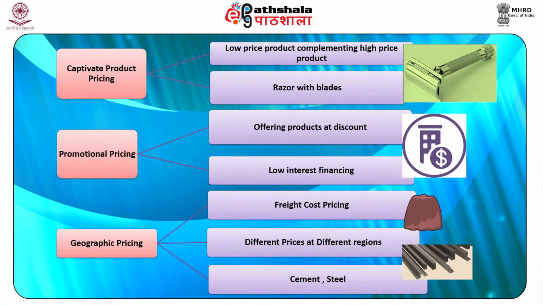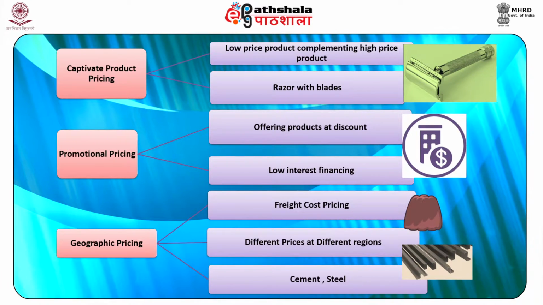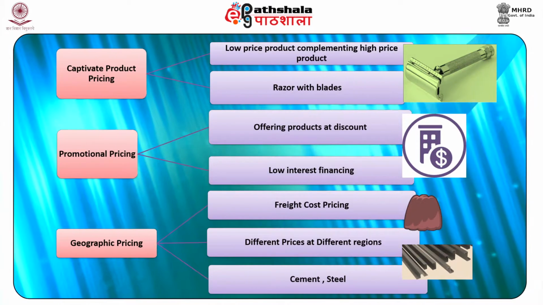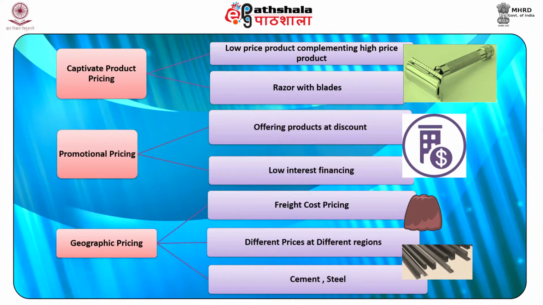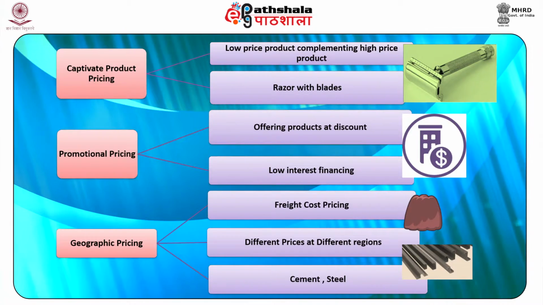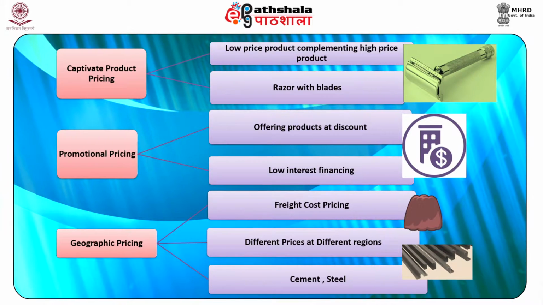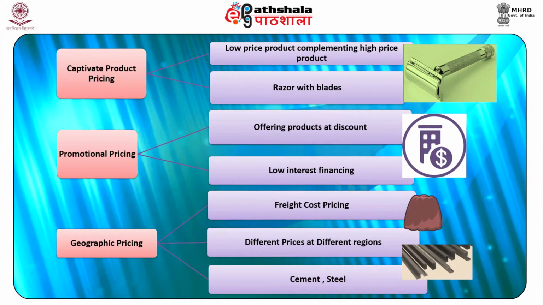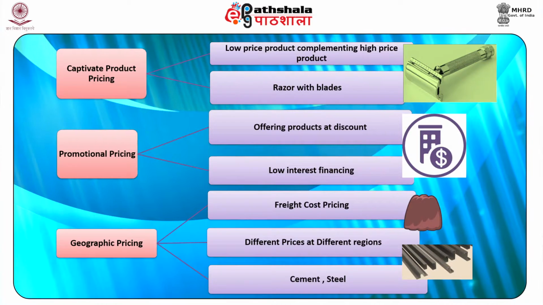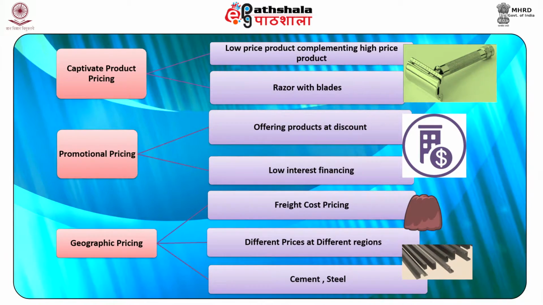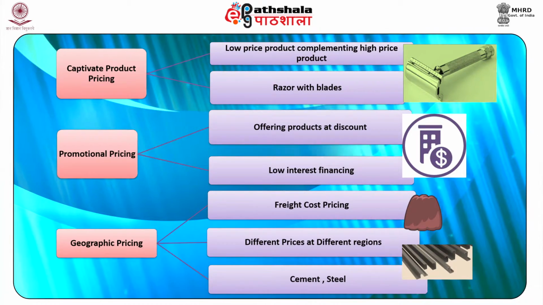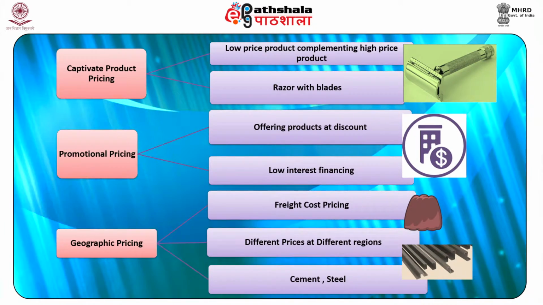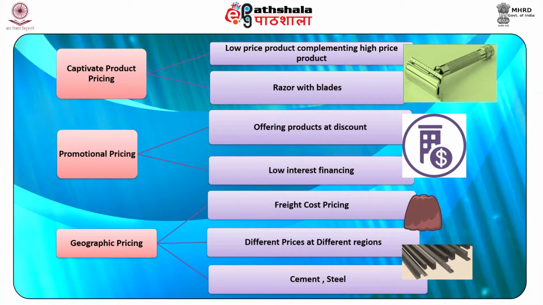Geographic pricing can be free on board (FOB). It implies that the entire freight cost will be borne by the customer from factory to the destination. It is considered the fairest way to assess the freight charges. The drawback is that the firm will be a high cost firm for a distant customer. Uniform delivered price.